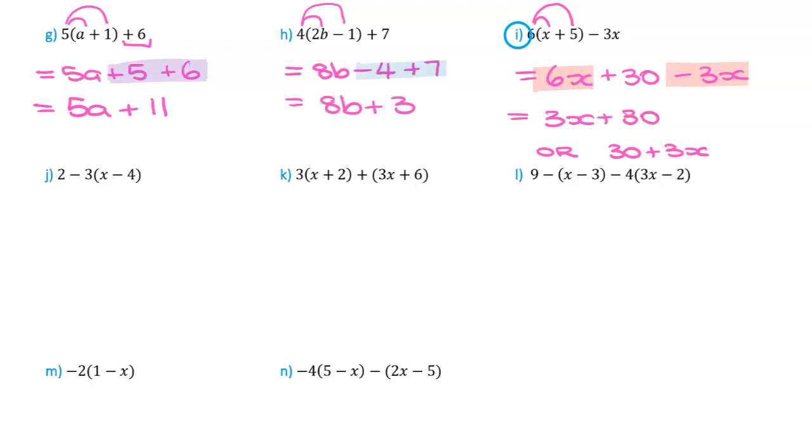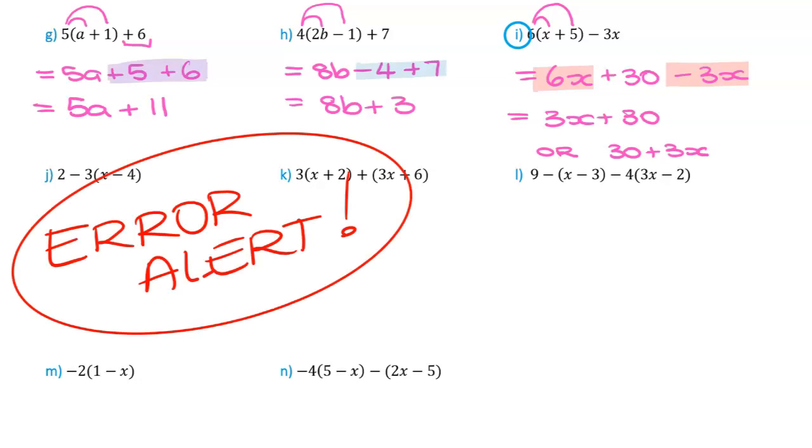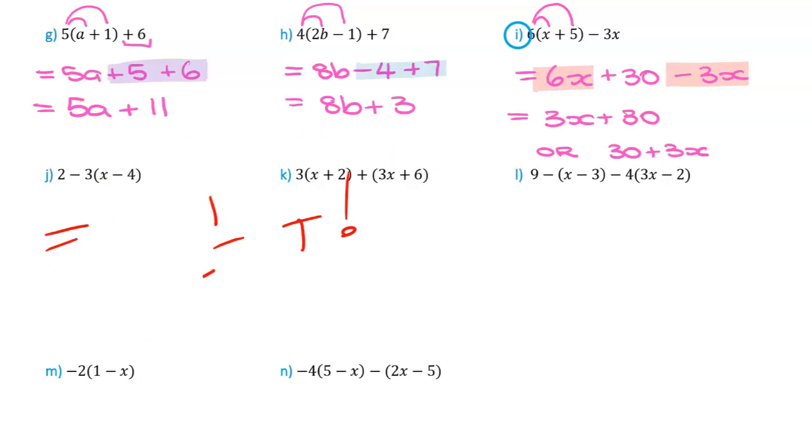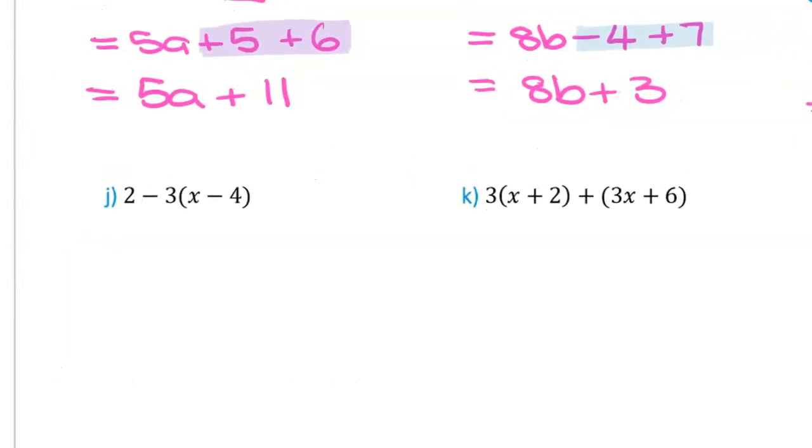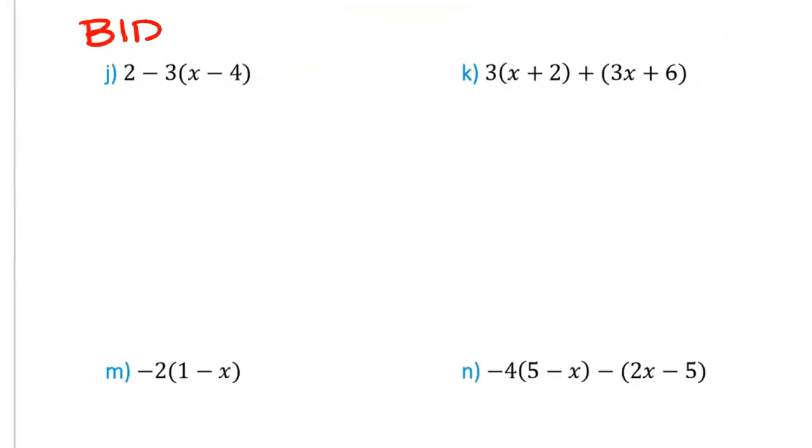Okay, big error alert. You've got to be very careful of example J. You must think of BIDMAS. So let's write it down just to remind ourselves. Nothing to do inside of the bracket, no powers here, and there's no division to do. So we must do this expansion first, because remember, there's a times sign in between that number and the bracket.